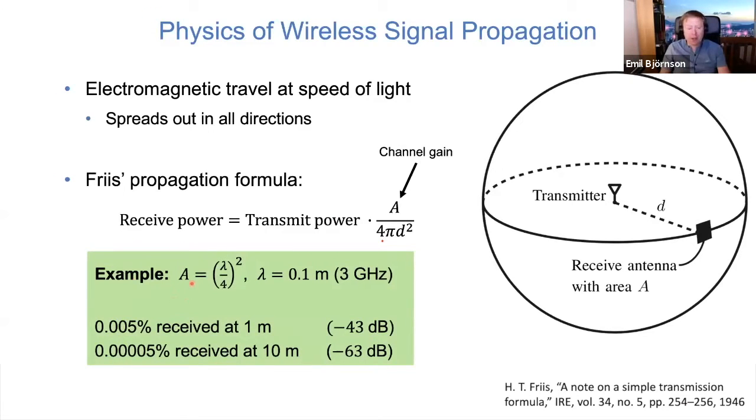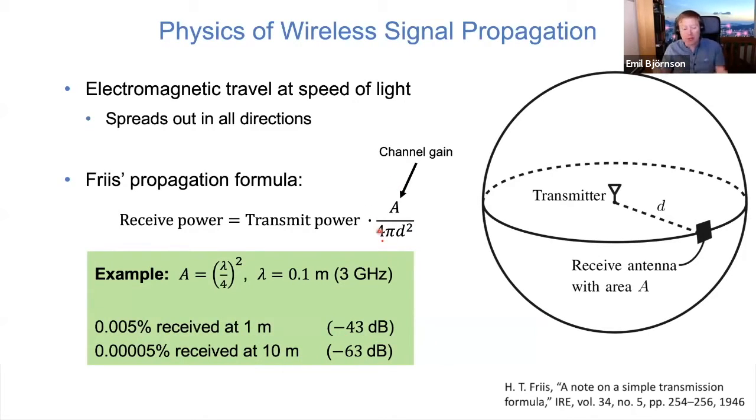A typical antenna is sub-wavelength sized. Say that we are working at the 3 gigahertz frequency, then the wavelength is 0.1 meter, or 10 centimeters. Then the area of the antenna might be lambda divided by 4 times lambda divided by 4, so it's a square-sized thing. In that case, if you put your receive antenna 1 meter away, which is a very short distance, what you will receive is still only 0.005%. So it's minus 43 decibel if you compute this ratio and turn it into decibel scale.